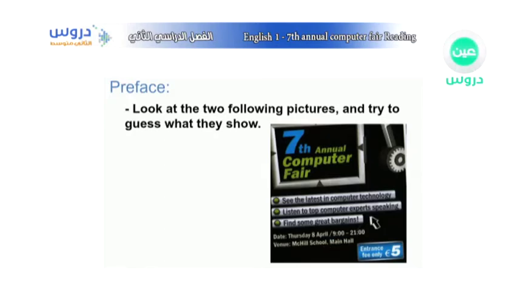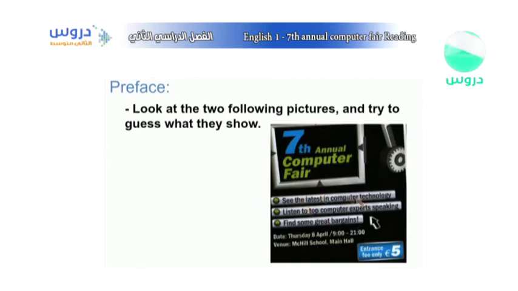Please, English, all of you, Mr. Ali and Mr. Ahmed, use your English language, okay? Use your English language. No Arabic here, okay? Just English all the time. Okay, English. Okay, let's see now.